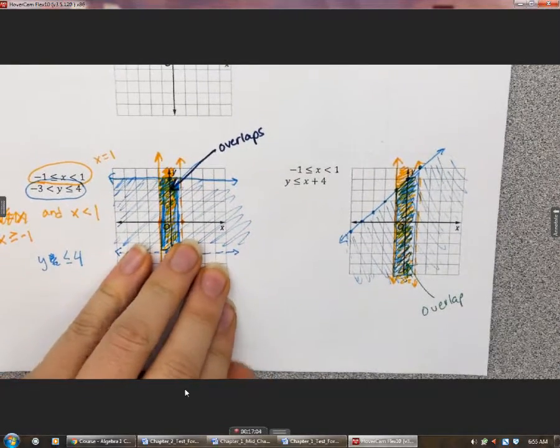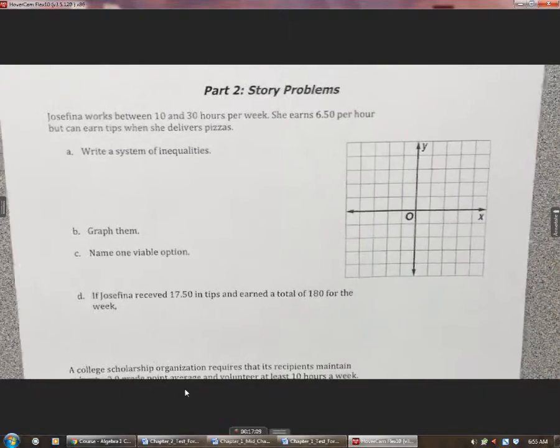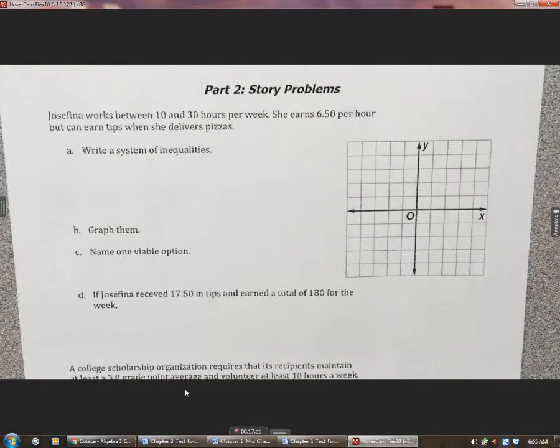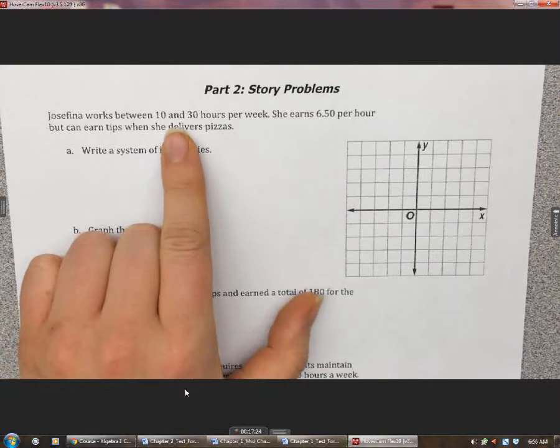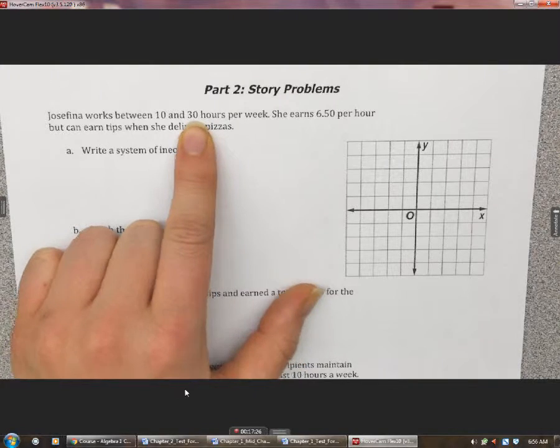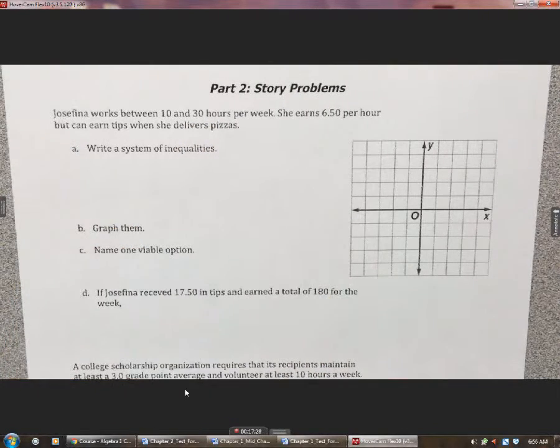Getting ready for part 2. These are story problems. You will have some like this on your homework and on your test, which will be next week, Wednesday. Don't worry about copying down every word here. Mostly you just need to draw yourself a little graph. You can say she works between 10 and 30 hours a week. She earns $6.50 an hour. She gets tips when she delivers pizzas. I'm giving you a minute to write that down.